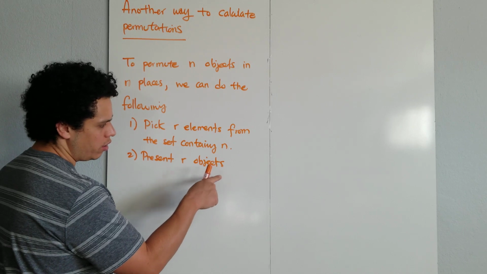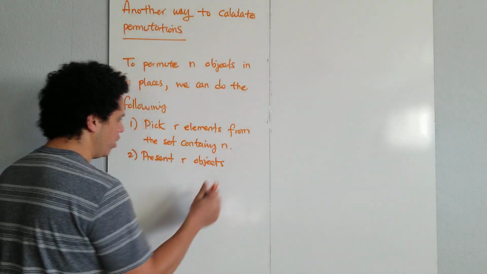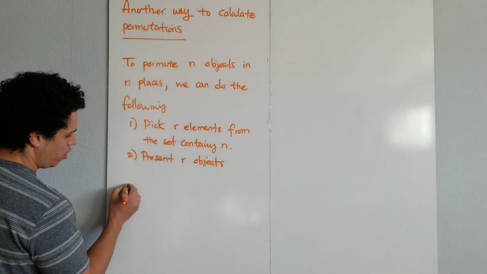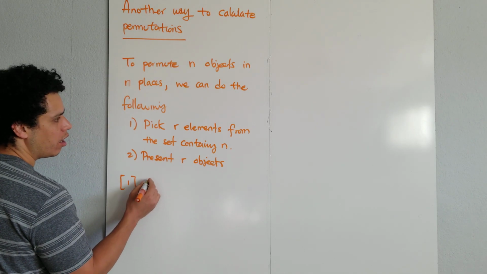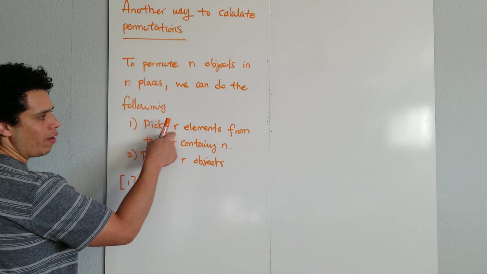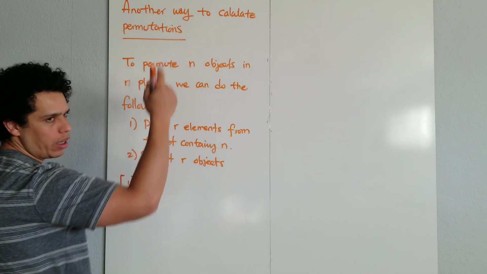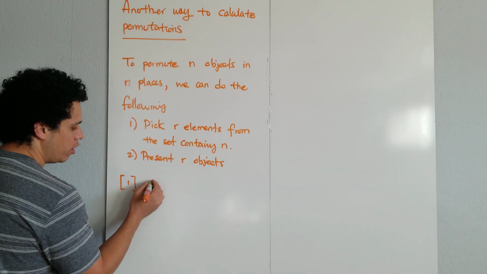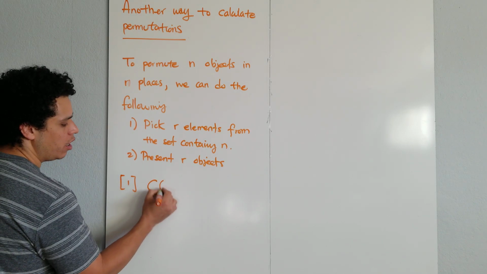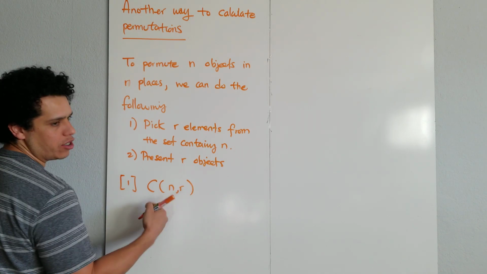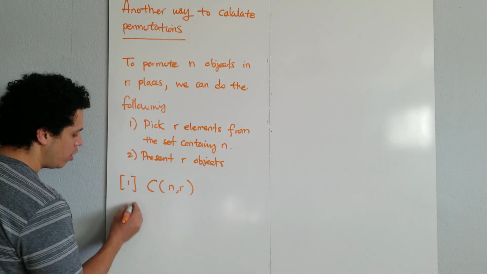Now, there are some things that we need to say. First, the first task can be counted in the following ways. You have to pick r from n. Well, that's exactly what we just described. It says that the first task can be performed in C(n, r) ways. That's just the definition of combinations.